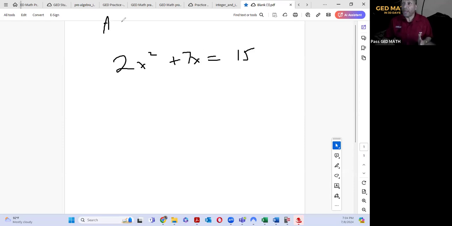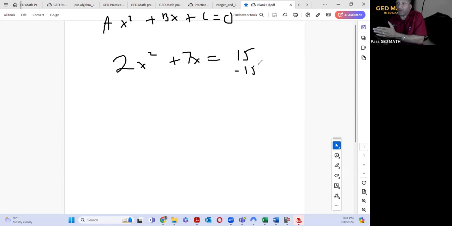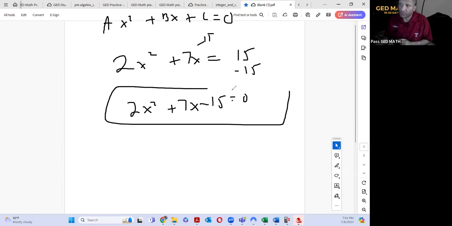Remember I told you, ax squared plus bx plus c equals 0. So if they put something on the right side, you get rid of it. I subtract 15 from both sides. I get 2x squared plus 7x minus 15 equals 0. Now you can solve.